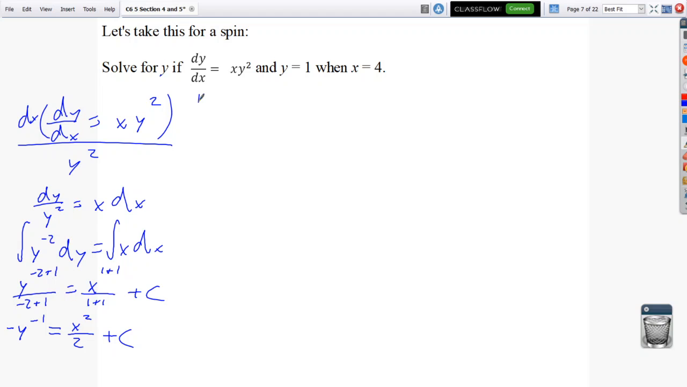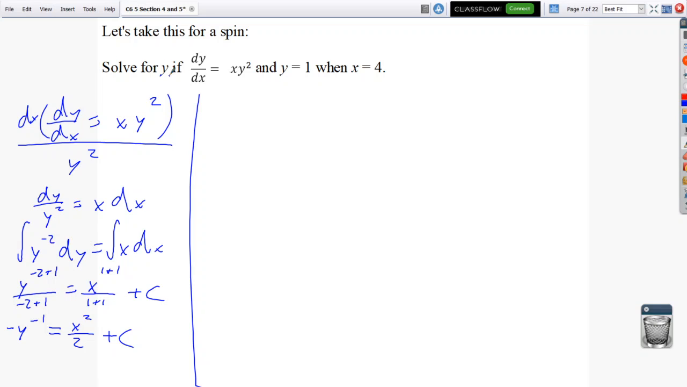Once you get this, notice that the directions do say to solve for y. I would not recommend solving for y yet. I would recommend solving for c. Why do I recommend that? Frankly, it's easier to solve for c in this step.